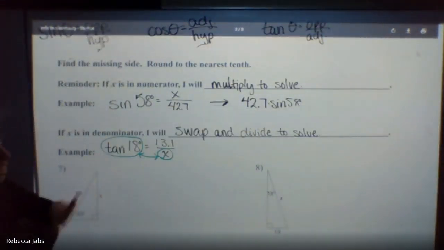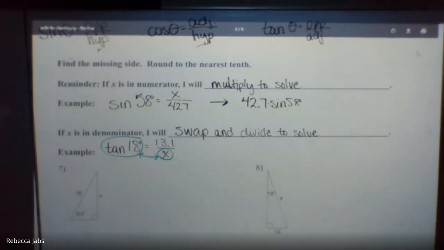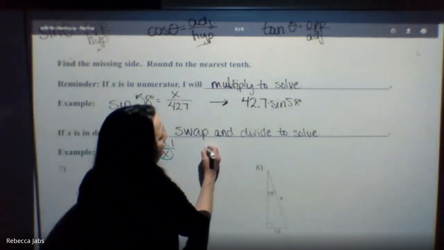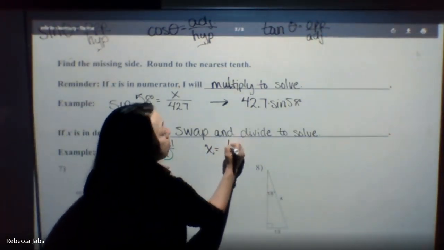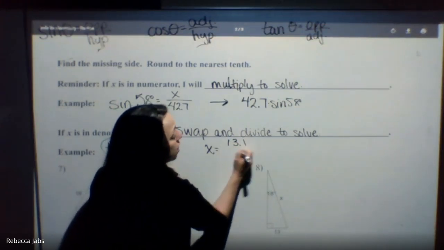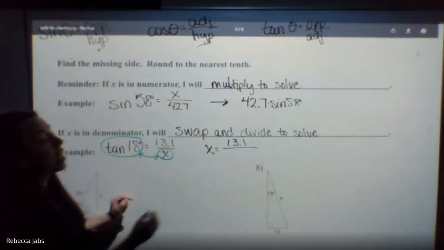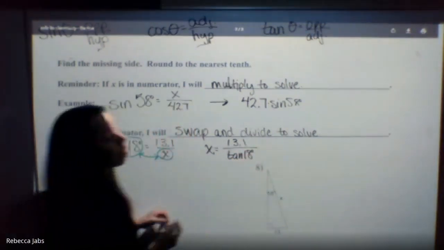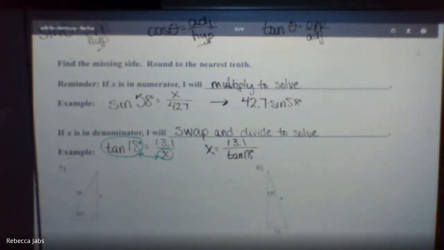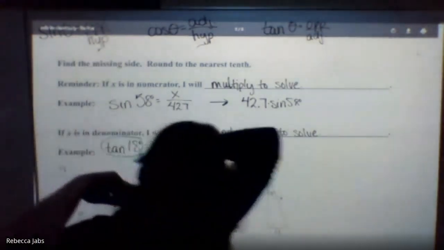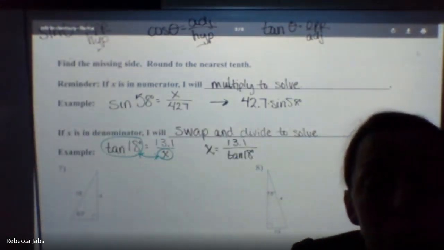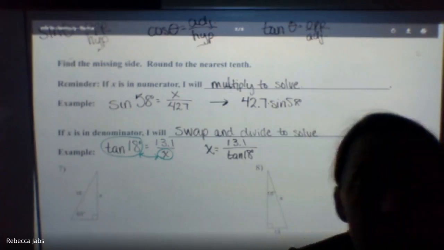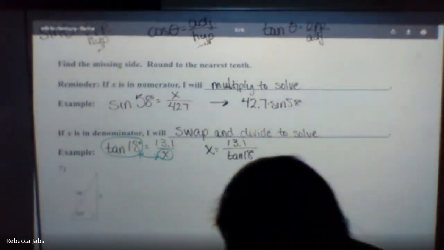So that means x is going to be by itself. That means 13.1 stays where it is. But the tangent of 18 degrees has to move to the bottom. All right? So you never really know where the x is going to show up. But if it shows up in the top, you multiply to solve. If it shows up in the bottom, you divide to solve.